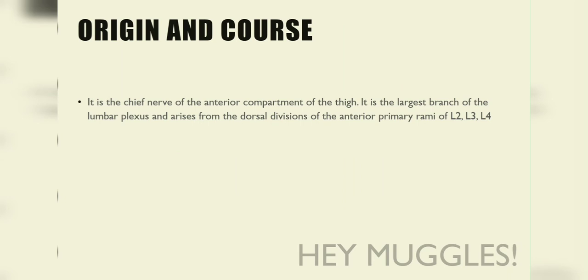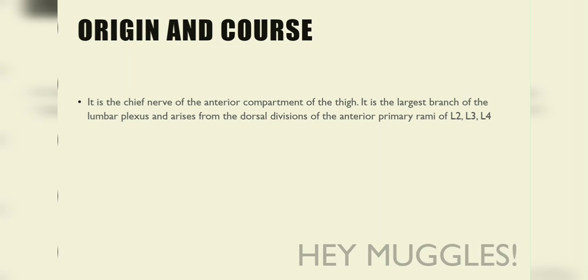Your femoral nerve is the main nerve of the anterior compartment of the thigh, right? And it is the largest branch of your lumbar plexus. What is lumbar plexus? Lumbar plexus is a network of nerve fibers that supplies the skin and muscles of your lower limb. We have discussed lumbar plexus in a separate video.